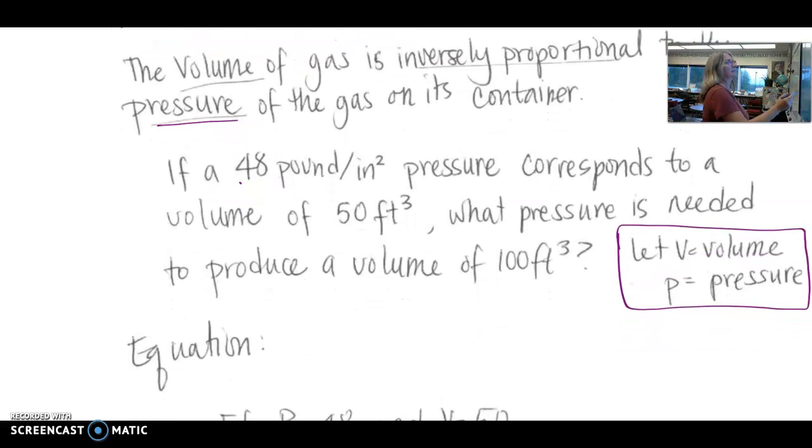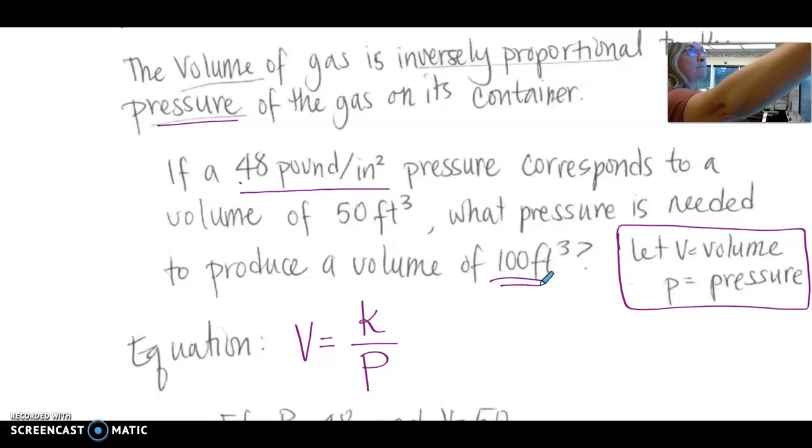So let's write this equation. The volume of gas is inversely proportional to the pressure, so we're going to go V equals K over P, where V is the volume and P is pressure. Now if we have a 48 pounds per square inch pressure corresponding to a volume of 50 cubic feet, what pressure is needed to produce a volume of 100 cubic feet?